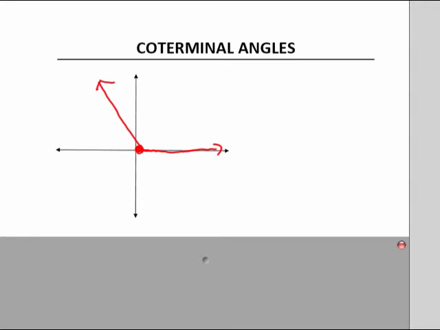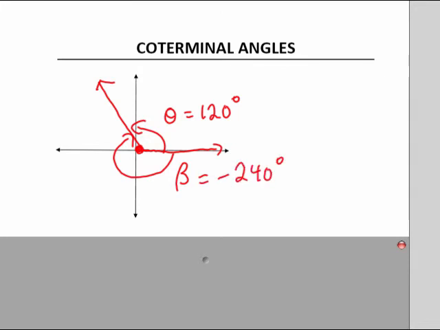Let's just put it there. And if I measure the angle in standard position in a counterclockwise direction, we call that a positively measured angle. So that would be 120 degrees, let's say. If I measure the angle clockwise from standard position, that's a negatively measured angle. So this, let's say, is beta, and that would therefore have to be negative 240 degrees.